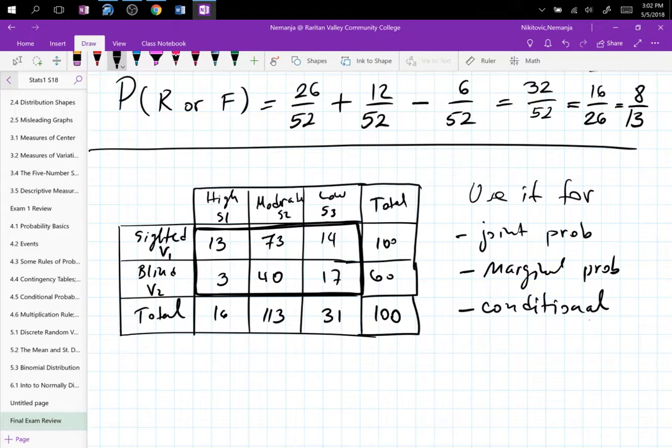But it doesn't add up to 100. It should be 160. What did I write? Moderate total is 130, but the grand total is 100. It's 160. Please pay attention.